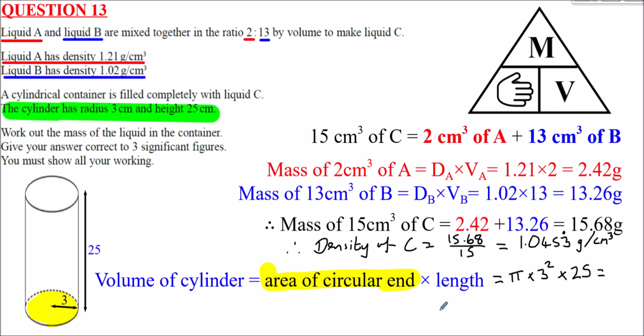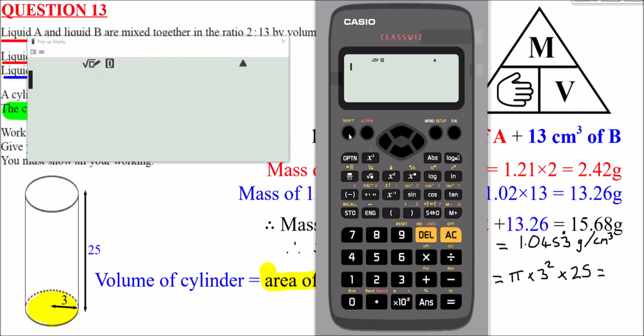So let's do this on a calculator. Pi times 3 squared times 25. 225 pi. You can leave it in terms of pi if you want to. That's absolutely fine for now.